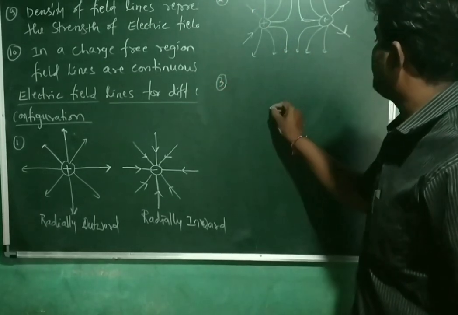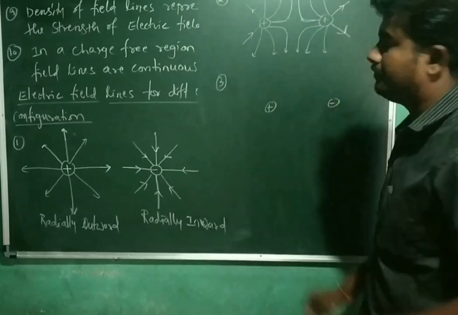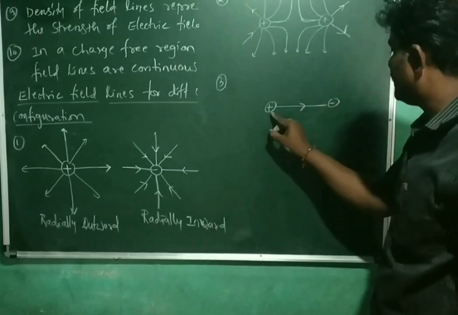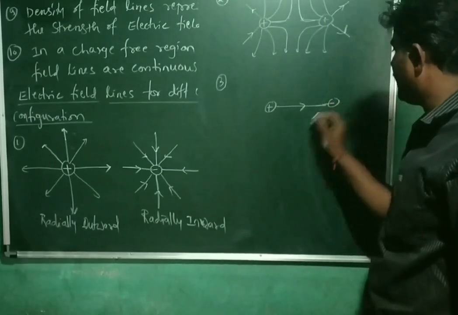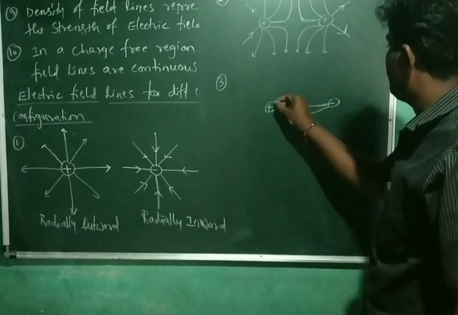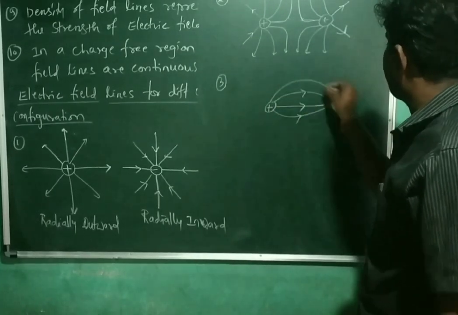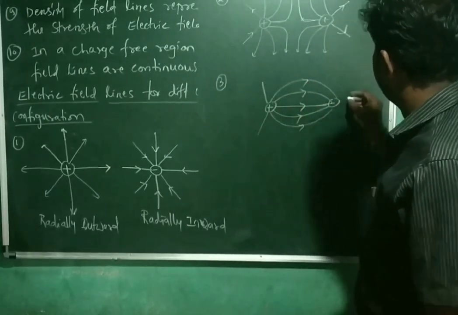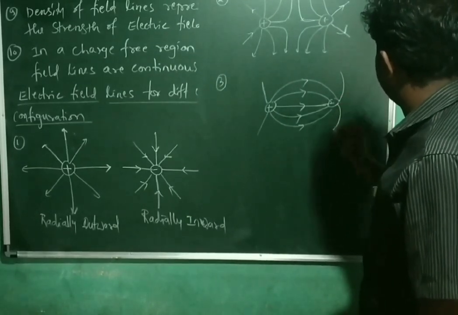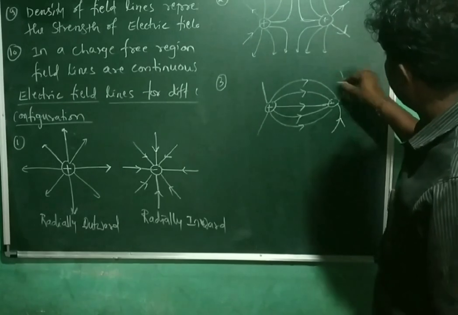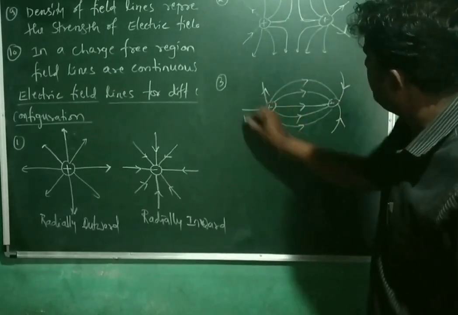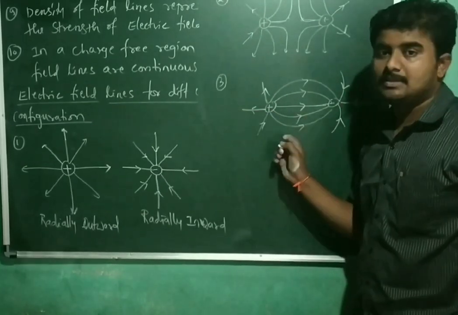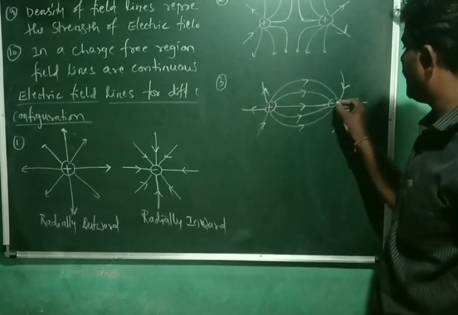And one more case, if I consider one positive and one negative, then the direction will be like this. Electric field lines start at positive and terminate at negative. Like this. So this is the electric field line representation for positive and negative charges.